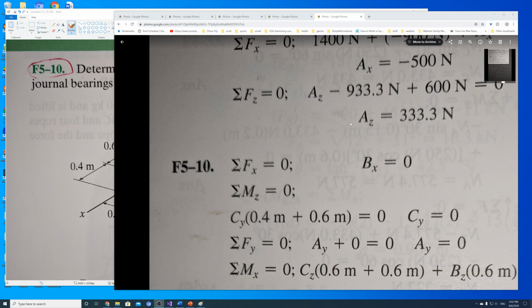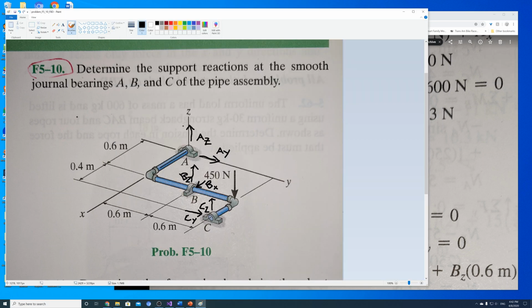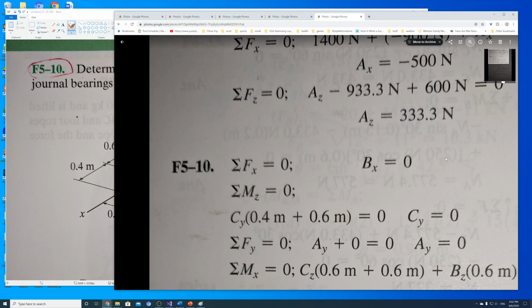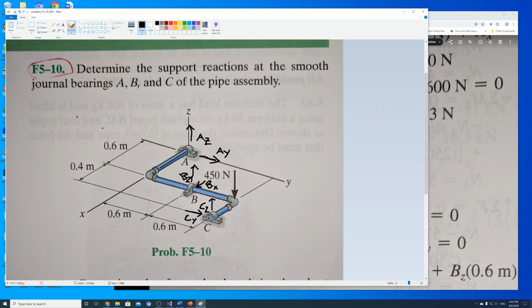Okay, I'll use the solution set as a base to talk about these. First, if we look here, we recognize that Bx is the only force in the x direction. This one's in the negative z direction. So we know that one has to be zero. We can sum all the forces, set them equal to zero, and really that's just saying Bx is equal to zero.